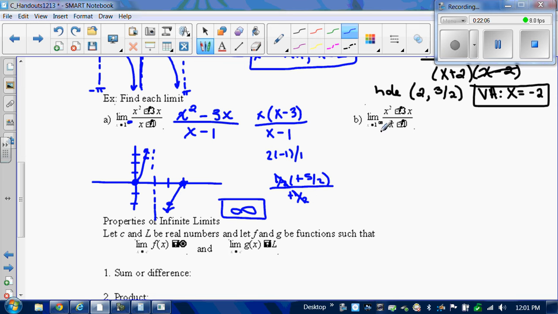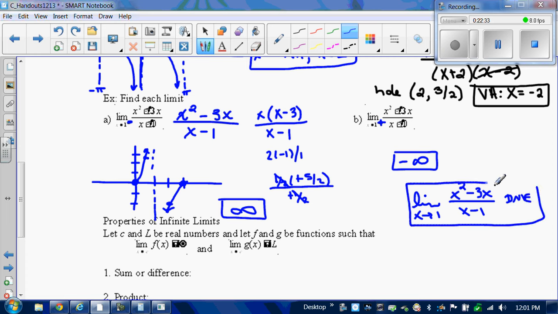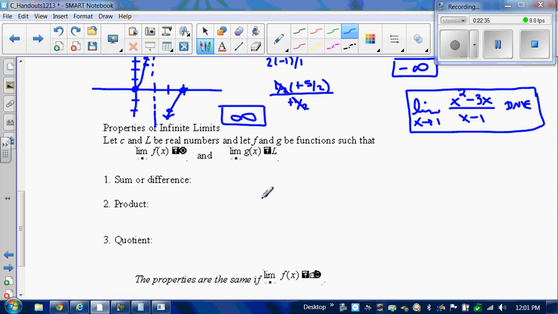Okay, and then from the right is this one, and if you just look at the graph, it's negative infinity. So that is the same function here. So the entire limit actually doesn't exist. So the limit as x goes to 1 of x squared minus 3x over x minus 1 actually does not exist. That would be maybe a part C on the test. Okie doke.